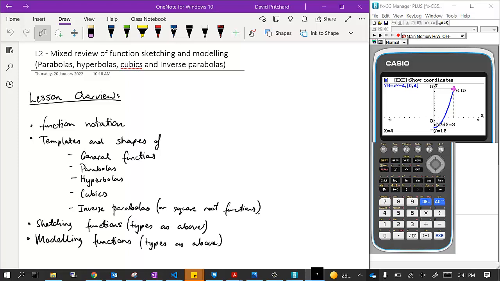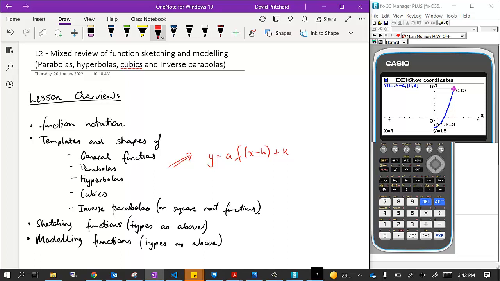In this lesson, we're looking at reviewing function notation, but more importantly, the templates that we use for sketching and modeling. The translation-based templates, that is, we're looking at a scenario where we've got y is equal to a f of x take h plus k. Now, we'll talk about that in a second, but basically we're looking at scenarios where we've got a base function with an associated shape, and we're translating it left, right, up, down, and dilating it vertically with that factor of a.